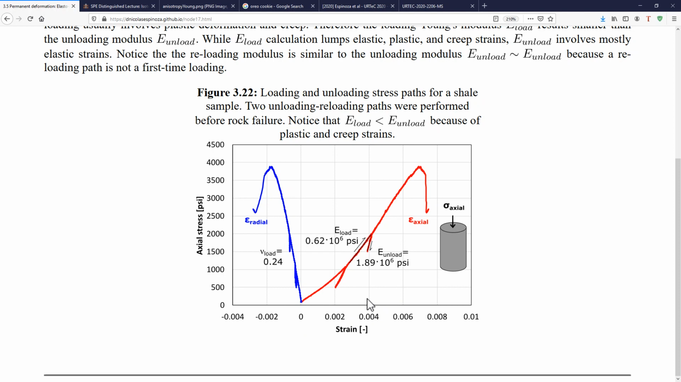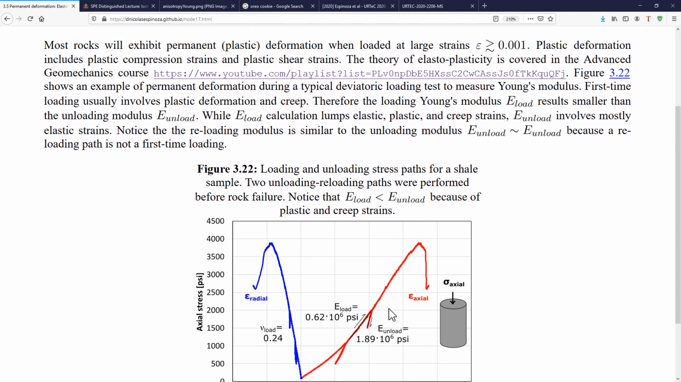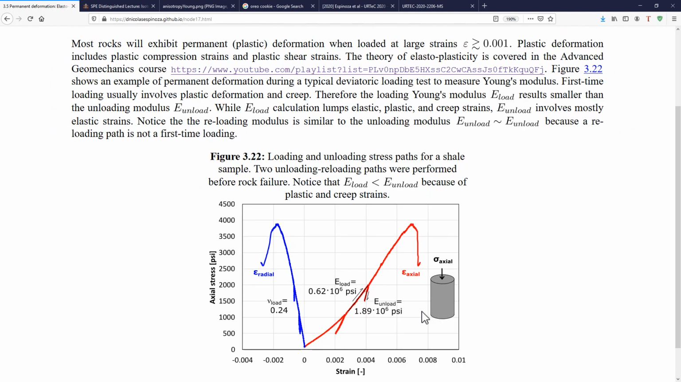in which I'm going to have a significant irrecoverable strain. In many applications of geomechanics, we cannot ignore these irrecoverable strains, and we need to take them into account. In order to do that, we do have the theory of plasticity that we're not going to see in this course, but you should be aware of it, and you should be aware that many times in order to solve some real problems, you're going to have to include these irrecoverable strains.